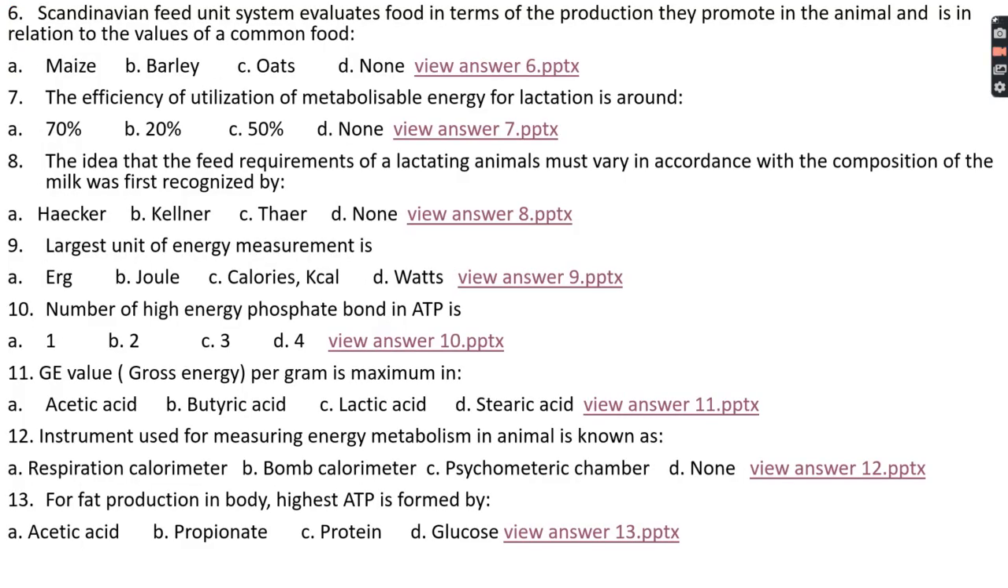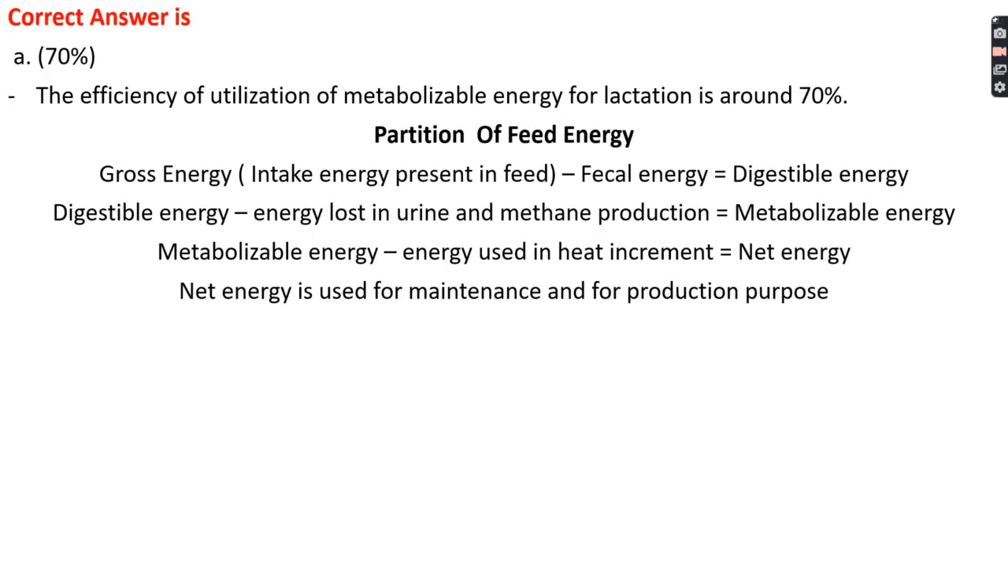Question number 7. The efficiency of utilization of metabolizable energy for lactation is around option A 70%, option B 20%, option C 50%, option D none. The right answer is option A, that is 70%. The efficiency of utilization of metabolizable energy for lactation is around 70%.